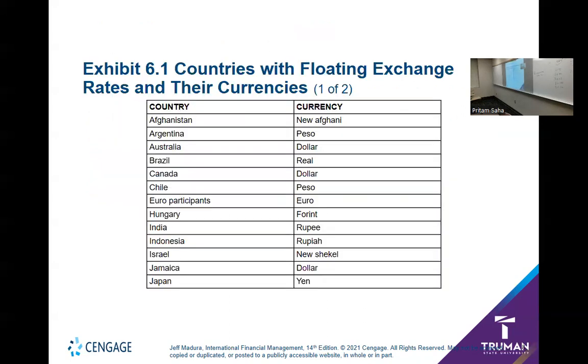So these are some examples of countries that actually follow a floating exchange rate. Most of the developed countries actually do floating exchange rate. Most of the countries in this world, unless they are having a temporary shock in the economy, actually follow free float.